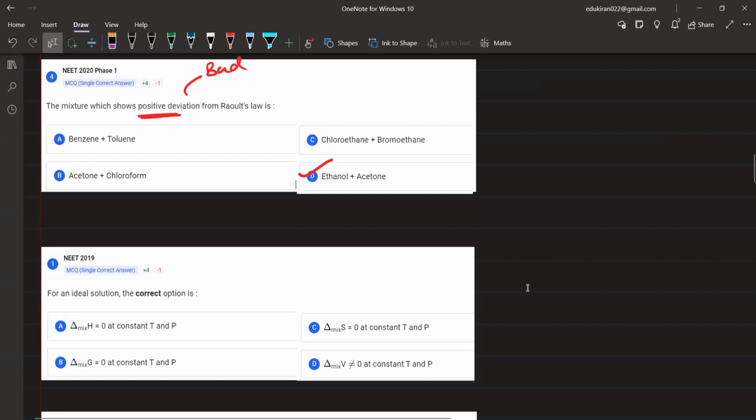Tell me for the next question. For an ideal solution, what is the correct option?